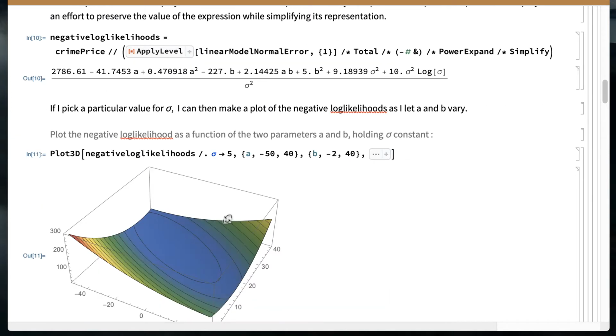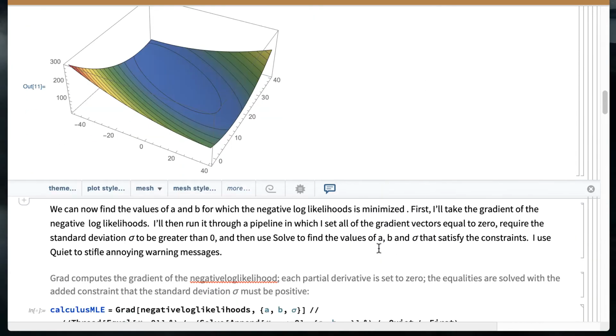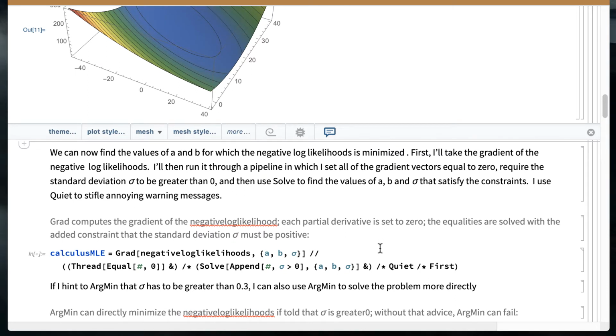All right, so we plot that out, and we can see that we kind of have a little valley here, and there's that happy spot at the bottom of the valley, which is the values of A and B that is going to minimize the negative log likelihood, which, after all, is what our goal is. And so we can do this in a couple of ways, as I believe I showed you in the videos on maximum likelihood estimation and numeric and symbolic optimization.